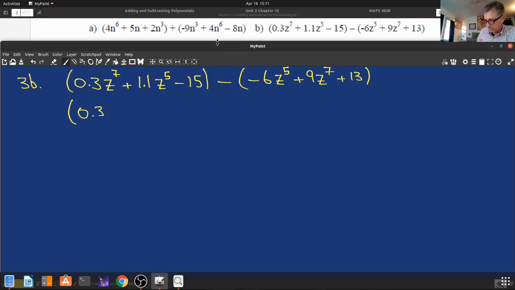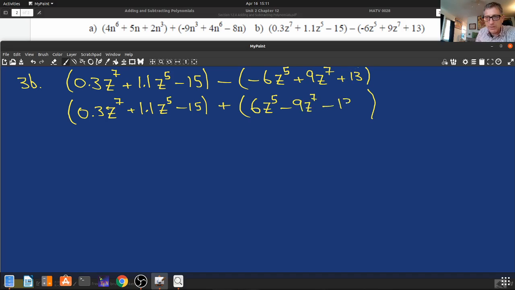I kind of like to see the original when I'm copying it down to make sure I haven't changed anything. So 0.3 z to the 7th power, plus 1.1 z to the 5th power minus 15. I'm going to change this to a plus. Then the price I pay is the signs of each one of these individual terms change. So minus 6z to the 5th becomes 6z to the 5th, plus 9z to the 7th turns into minus 9z to the 7th, and plus 13 becomes minus 13.